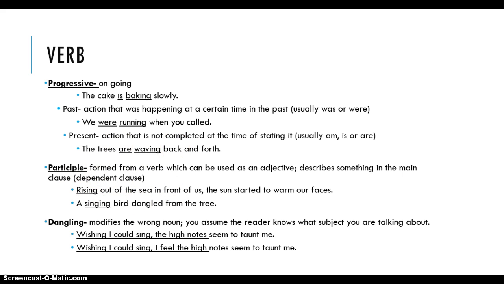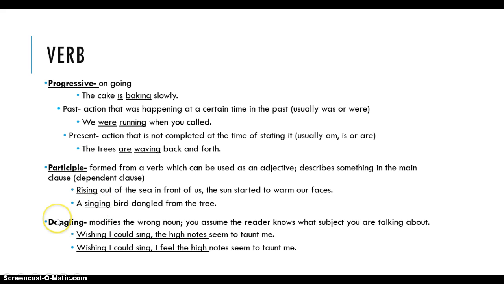Well, we know that singing is a verb because it's an action, and dangled is also an action. But what are we really placing emphasis on? The singing bird, or the bird that's dangled from the tree? That's right, the bird that's dangled from the tree. So in this case, this word singing, while it looks like a verb, is describing the bird. Okay, so this is going to be our participle.